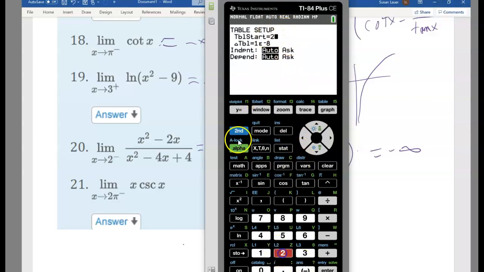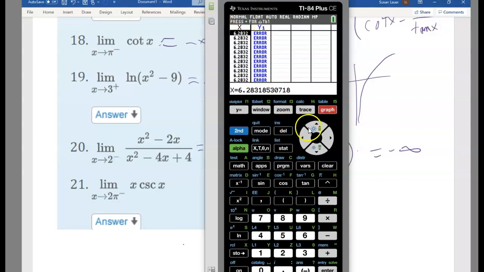So I have to put this in again, 2 second pi, and then maybe put e to the negative, let's make it 15. So you can try it, make sure. Second table. Now I'm getting errors everywhere. So it's going off to infinity. If you remember, below it, it was negative infinity. But let's go back and check that.